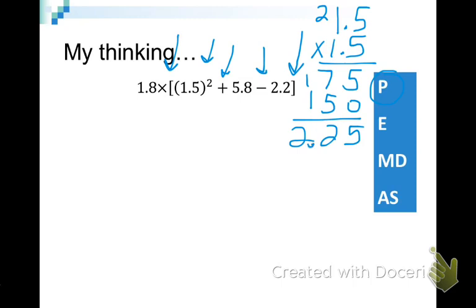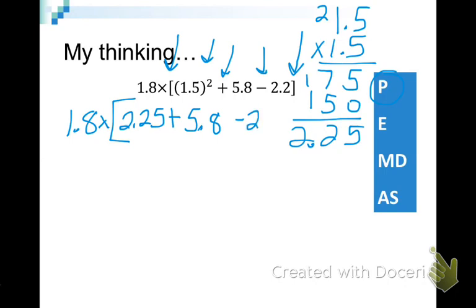And this becomes 1.8 times bracket 2.25 plus 5.8 minus 2.2. Okay, so I still have those grouping symbols, so I'm going to continue to simplify within. And I see adding and subtracting, so I'm going to work from left to right.